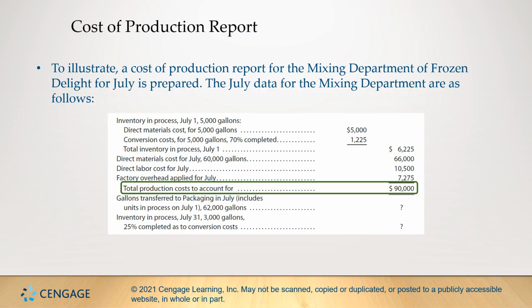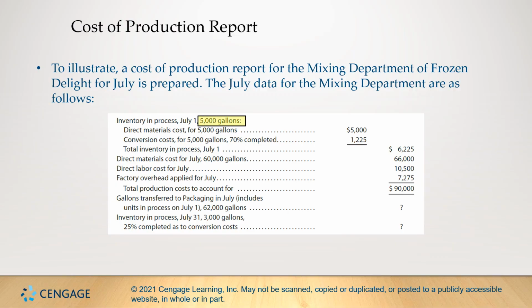The cost of beginning inventory combined with the costs incurred this month give us the total production costs we need to account for. We need to take this $90,000 amount and allocate it to the gallons transferred out and the gallons in ending inventory. We also need to make note of our gallons in beginning inventory, gallons put into production during the period, gallons transferred out, and gallons in ending inventory.